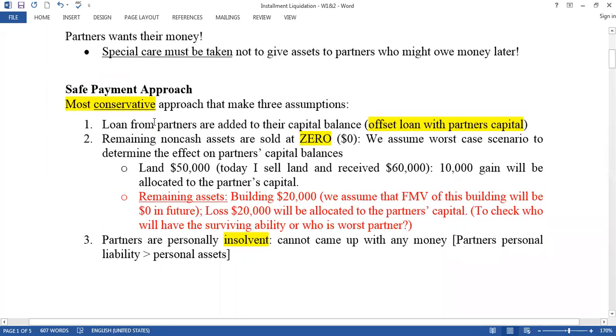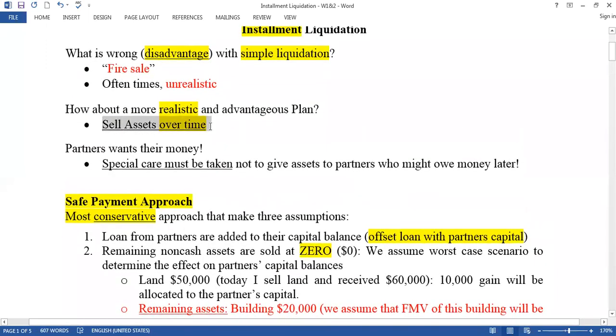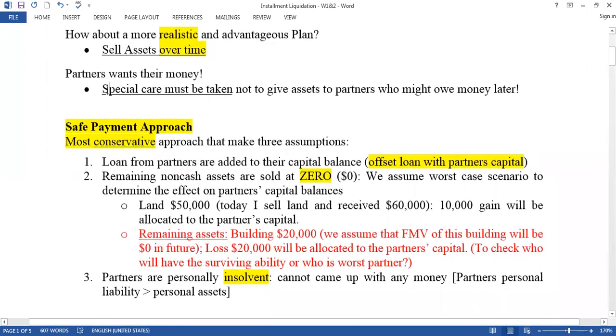So do you have any question? Because we are going to see the safe payment approach. This is important. Safe payment means, I told you that if the partnership business has any cash, the partnership business is going to pay this money to the partners, right? Here you can see that I told you that we are going to sell assets over time. If you sell assets over time, you will receive cash, right? Now this cash is going to be distributed to whom? Cash is going to be distributed to the partners. So when this cash is going to be distributed to the partners, we have to take very special care for safe payment. Who is going to receive this money?